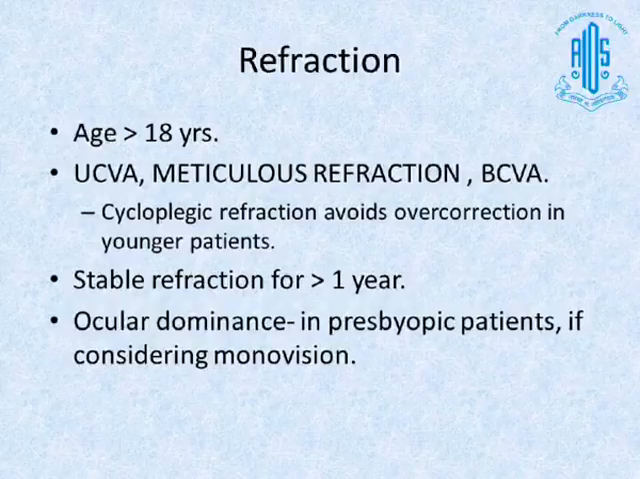And you'll be surprised that the refraction would change by 0.5 to 0.75 or sometimes even more than what the patient has been wearing for years. Yes, I need not tell you about the most basic things. The patient should ideally be 18 years and above, and you should have, if not 12 months, at least 18 months of stable refraction. If it is not stable, wait till it becomes stable. If you're doing anything for presbyopia, look at ocular dominance.